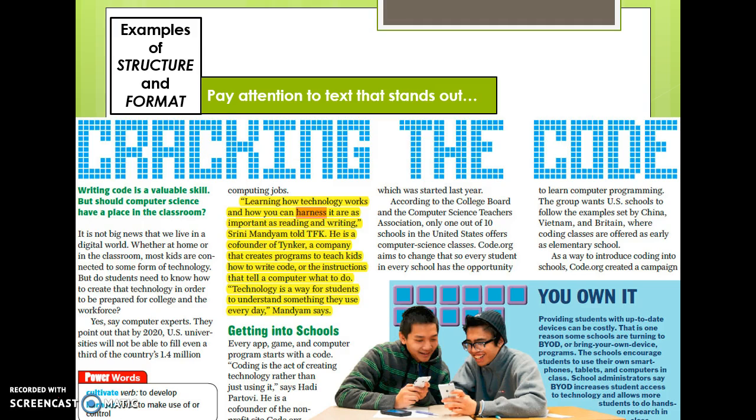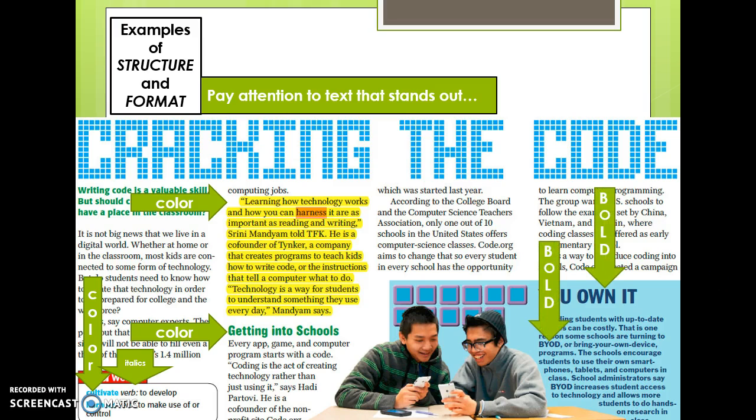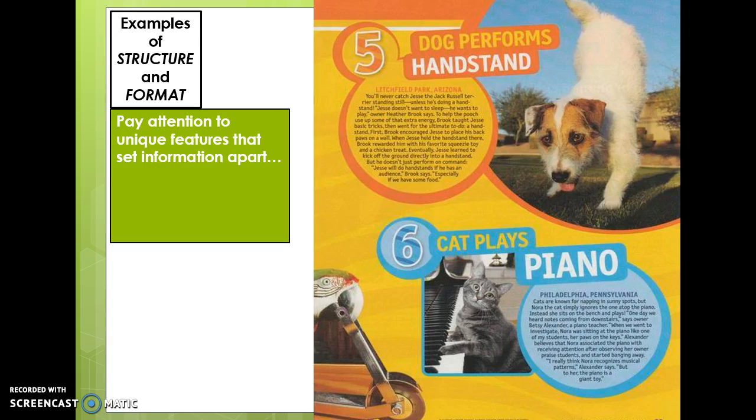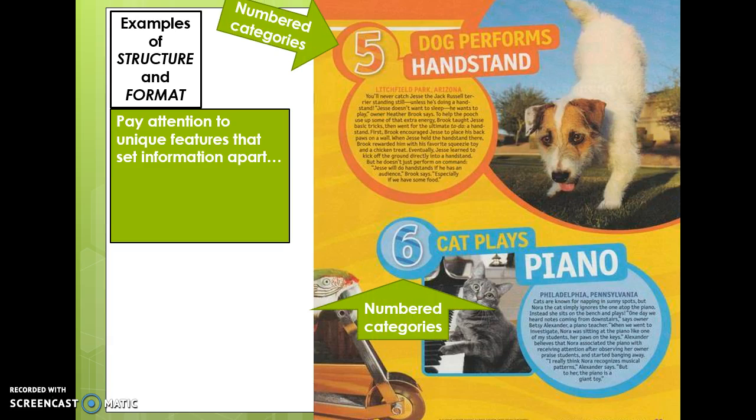Other examples of structure and format, pay attention to text that stands out, text that could be colored in some way or highlighted, text that is italicized, text that is in bold. Other examples you want to pay attention to are unique features that set information apart, such as numbered categories, labeled sections, special spacing.